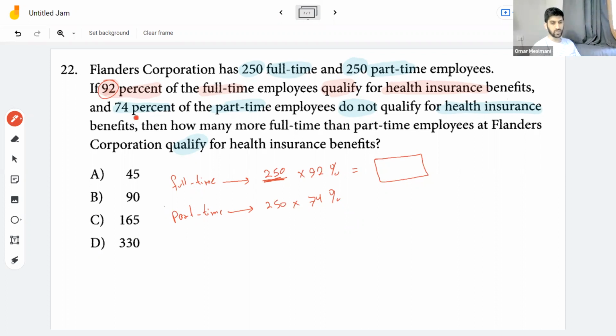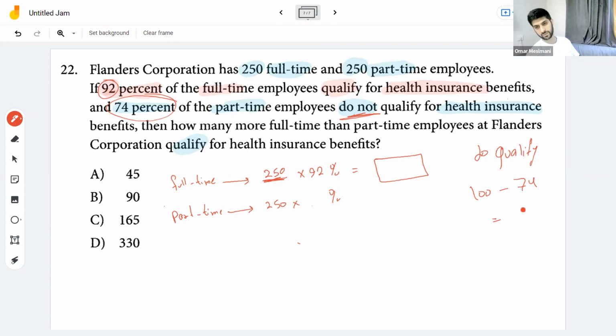So what do we have right now? I'm not going to multiply by 74, because he said 74% do not qualify. So how many do qualify? You say 100 minus 74. So 100 minus 74, what is it? 26. Yes. So I'm going to multiply by 26%, and then I will get the answer.